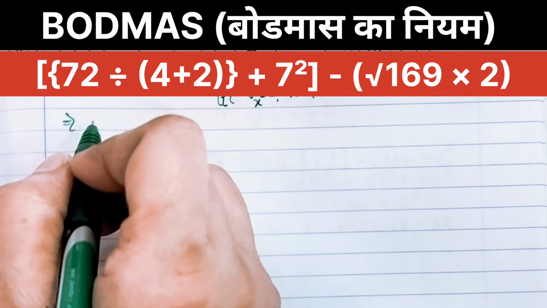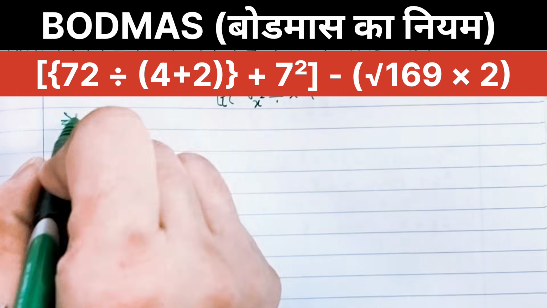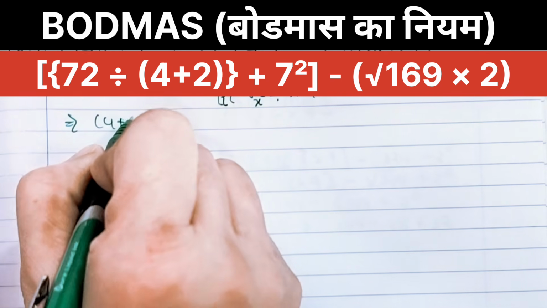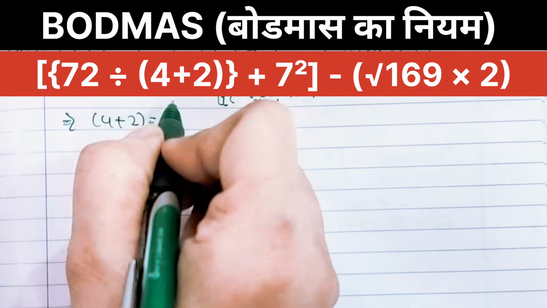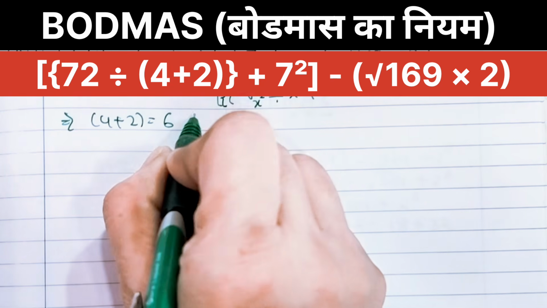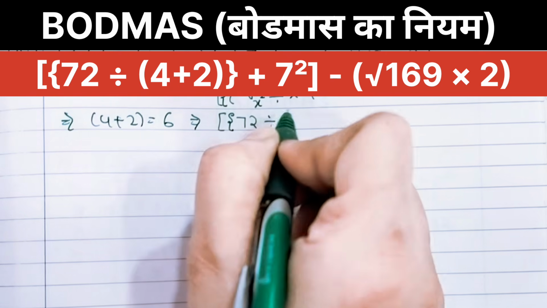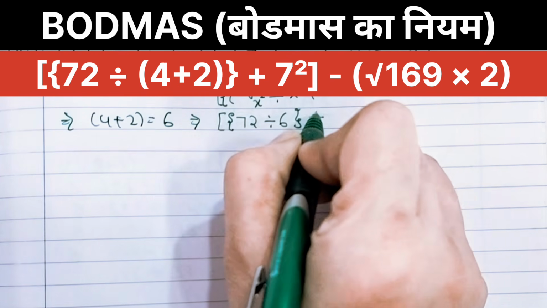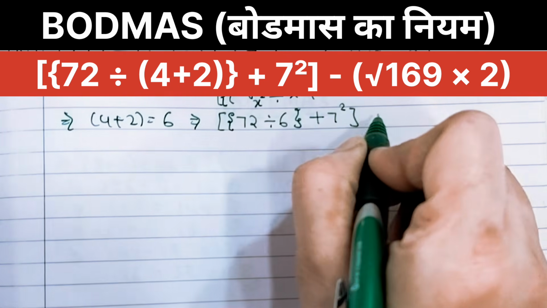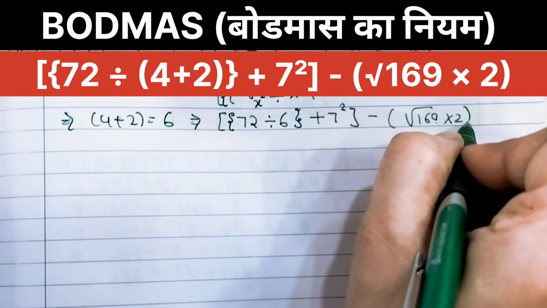First step, we solve the innermost parenthesis. According to this expression, we have a small bracket and solve 4 plus 2, and we'll get 6. According to this step, BODMAS requires clearing the innermost round brackets first. And now the current expression becomes square bracket, curly bracket 72 divided by 6, and then curly braces of plus 7 power square, square bracket of minus root 169 multiplied by 2.